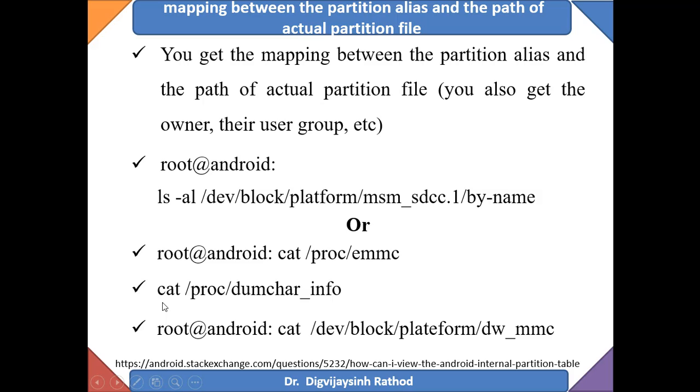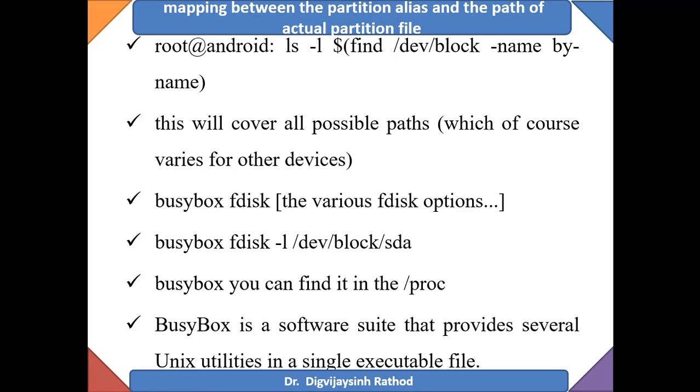If you also fail, you can try cat /proc/dumpchar_info. If you still fail, then you can also try cat /dev/block/platform/dw_mmc. If you still fail, then you can try ls -l, where we list all the possible paths under /dev/block/ by-name. This will cover all the possible paths, which of course vary for other devices also. So you can also try this option.